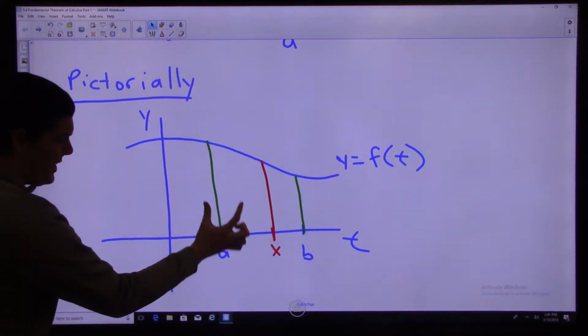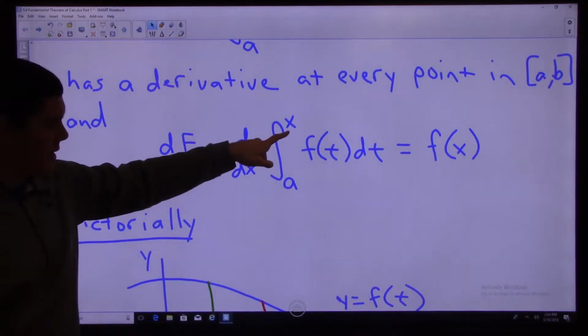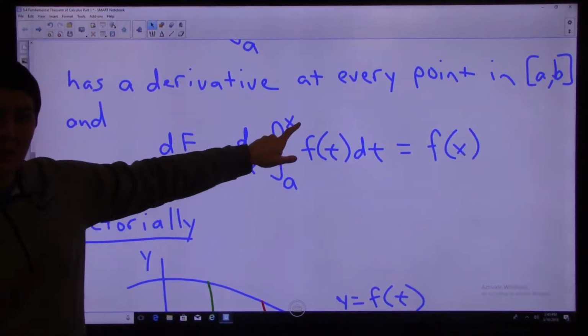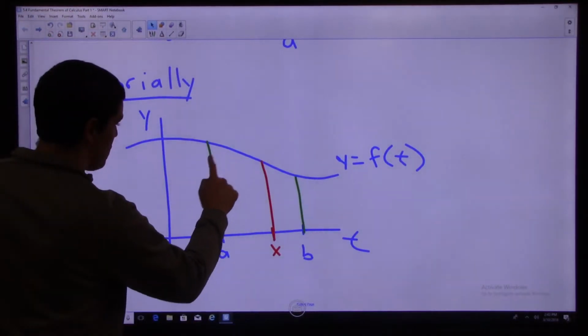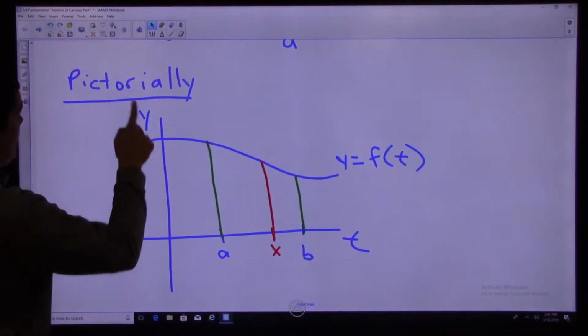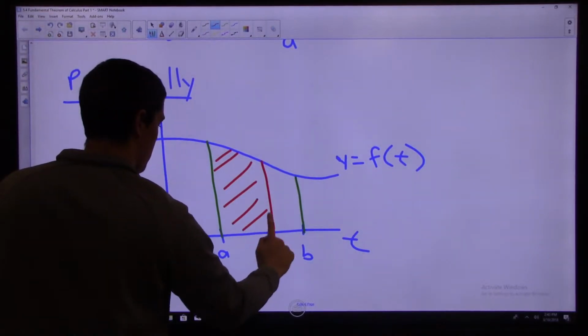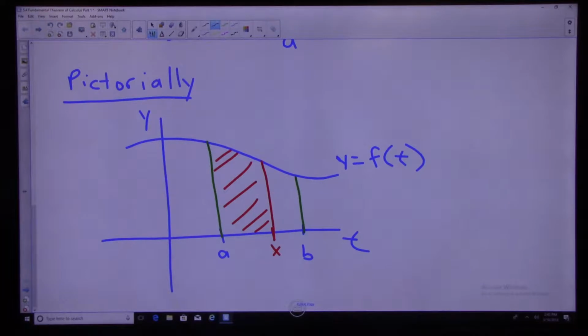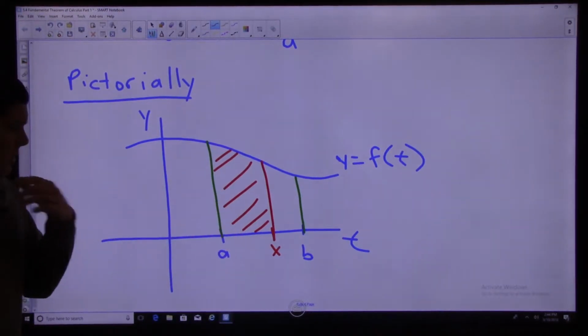So let's say we want to figure out the integral from a to x, which is what we have written down right here. This is the integral from a to x of this function, f of t dt. This would be our integral, the area under the curve. We've mentioned this before: the integral is the area under the curve. So if we want to figure out the area under the curve, we find the integral from a to x.